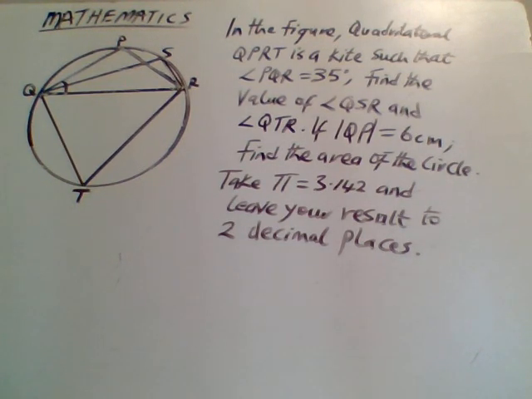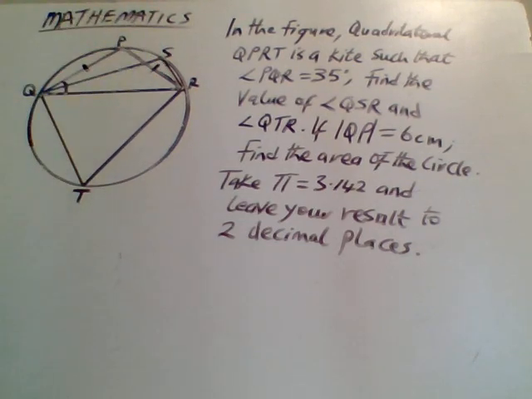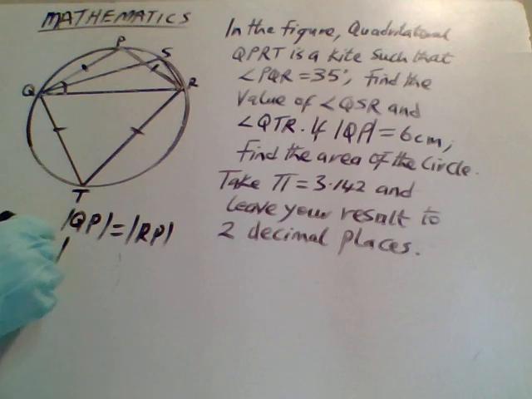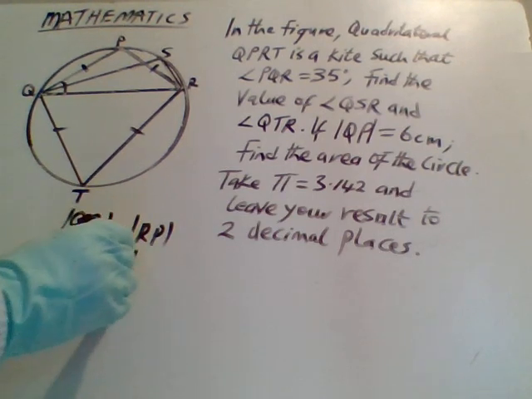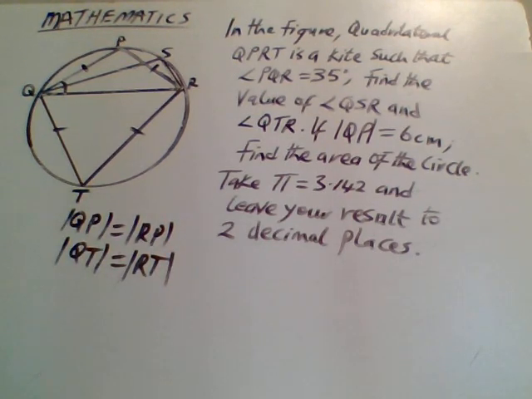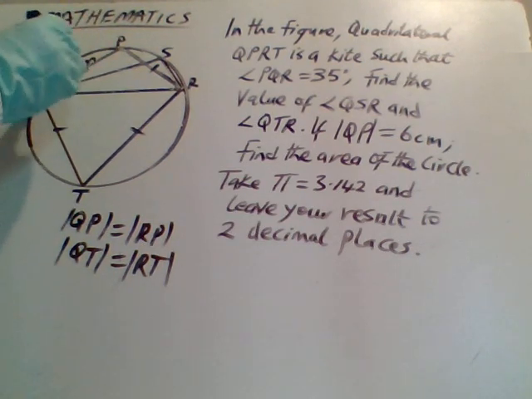Because this is a kite, like we have told, a kite's adjacent sides are equal, which means this side is equal to this side, and this side is equal to this side. That is, QP is equals to RP, and again QT is equals to RT if it's a kite. So I was told that this side is 6 cm. And this angle here is 35 degrees.